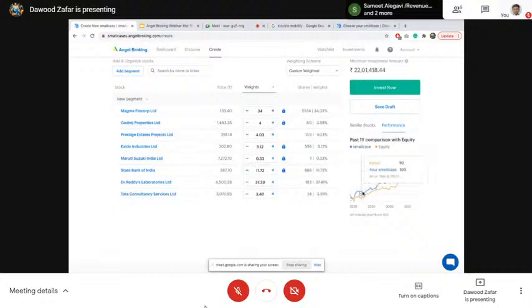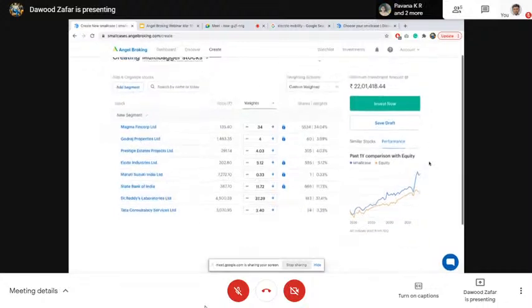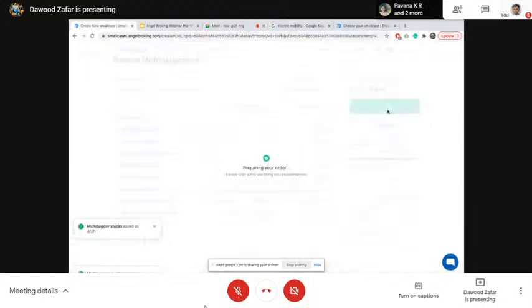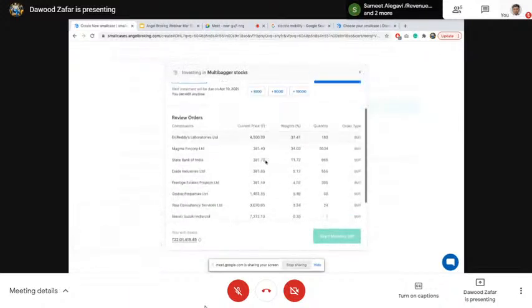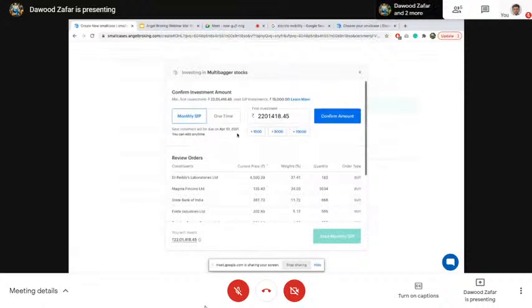So this will show the performance. The blue line indicates your smallcase, the yellow line indicates the benchmark index. Right. So now I want to start with the investment. If I click on invest now, you can review the orders. I suggest everyone review the orders before investing.